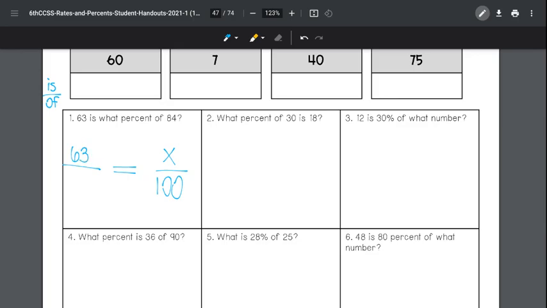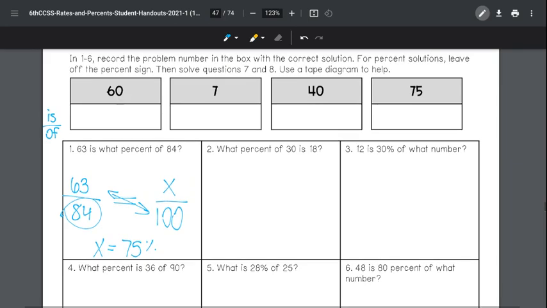63 is going to go on top, 84 is going to go on the bottom, and we're going to cross multiply and divide. So 100 times 63 equals 6,300. And when you divide that by 84, we figure out that x is really 75%. So following the directions, we're going to put the number 1 in box 75 because our answer matched that number.